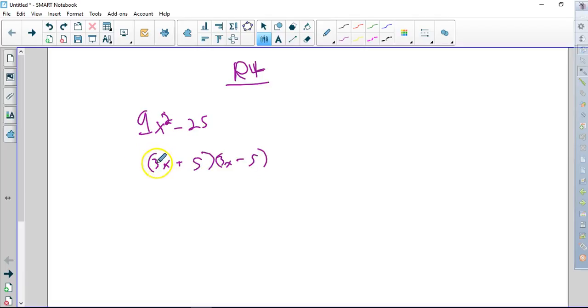And if you FOIL these, you get 3 times 3, 9, x times x, x squared. On the outside, you get negative 15x. The inside, you get positive 15x. Well, those are going to cancel. And on the end, last, you get negative 25. So it checks out. That's called the difference of two squares. So you have perfect square, subtraction, difference.